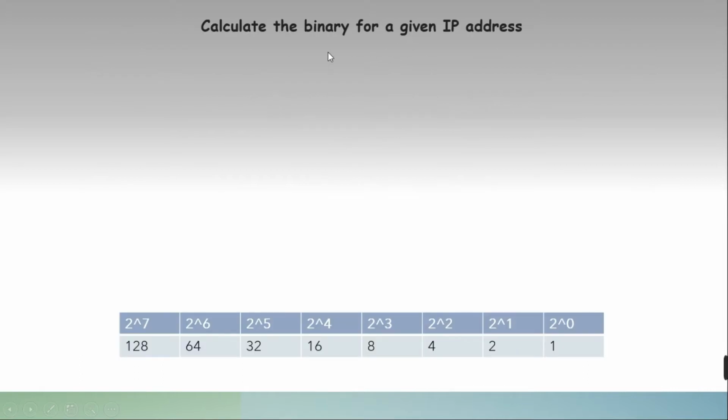At first I'm going to show you how we can calculate the binary for a given IP address. So let's say that our IP address is this one, 2.2.131.2. This is the IP address given in our question. I'm going to ignore the slash notation for now. This is just the actual IP address. Alright, so let's continue.